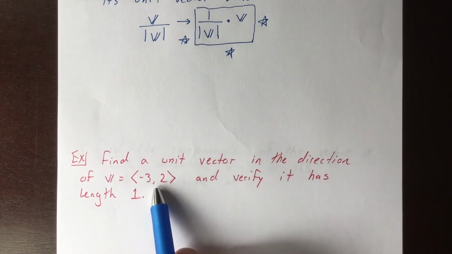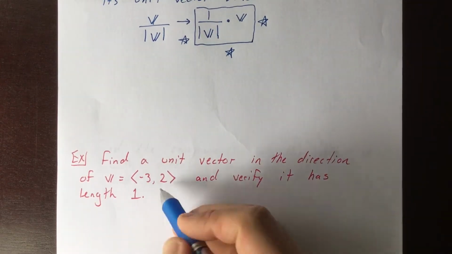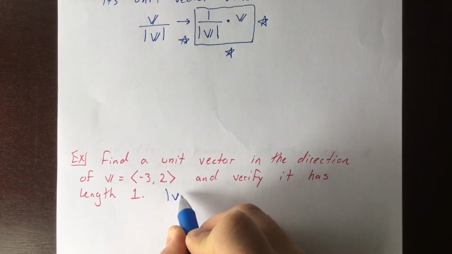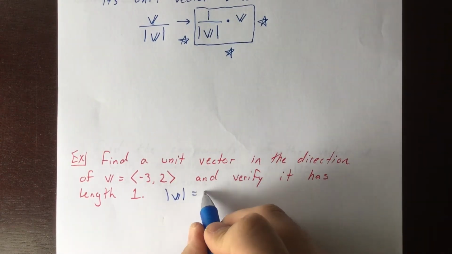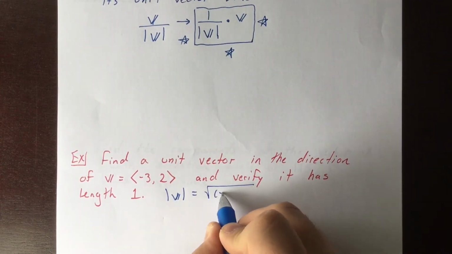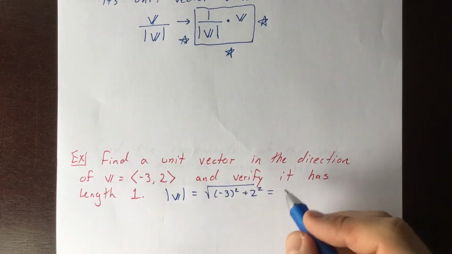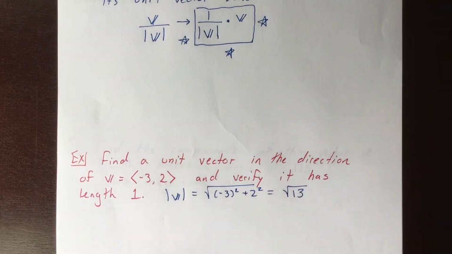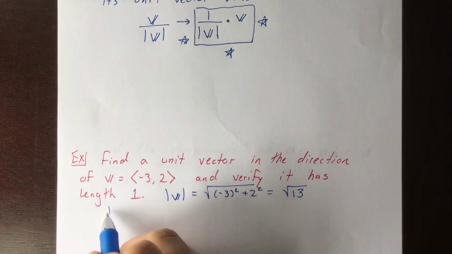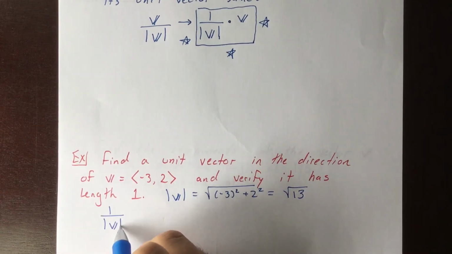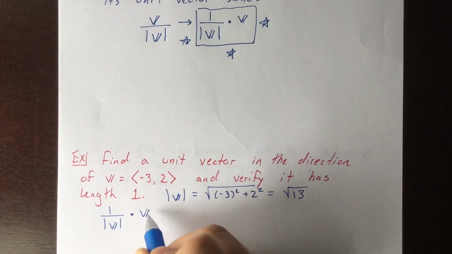So the very first thing we need to do to find the unit vector is to find the magnitude of this vector. We've learned previously that given the component form, magnitude is really easy to calculate. (-3) squared plus 2 squared, that's going to be 9 and 4, so square root of 13. That's the magnitude. Now to find the unit vector, we're going to write this down again, 1 over this and multiply by this component form.